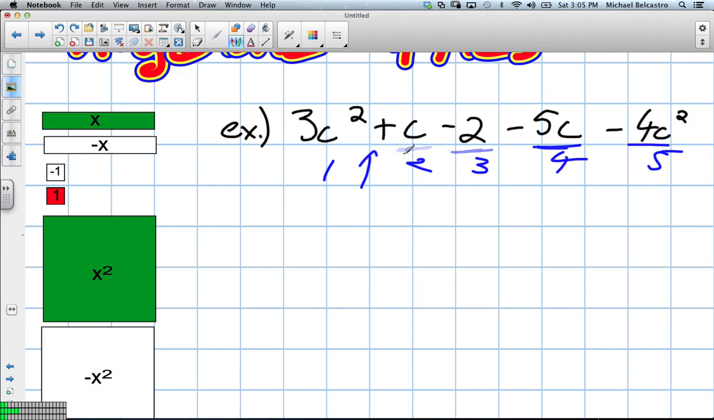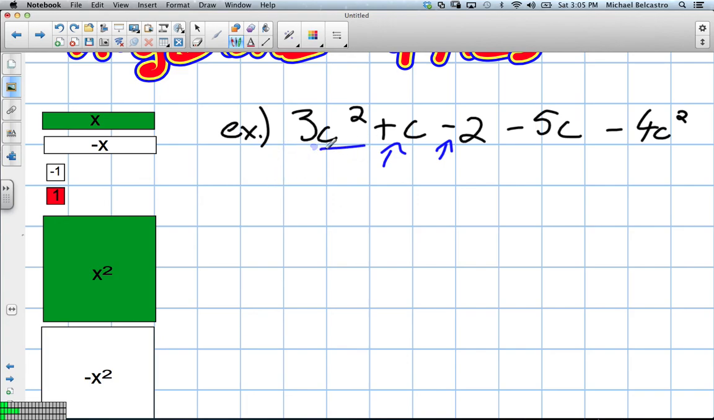Every term is separated by either an addition or a subtraction sign. Now this says 3 times c squared, but that is all considered one term. So when something's multiplied or divided by each other, that's just one term. Only the addition and subtraction signs separate. We're going to represent these.